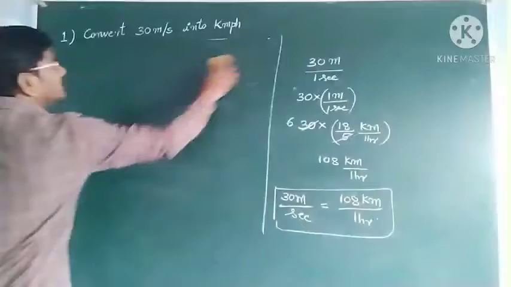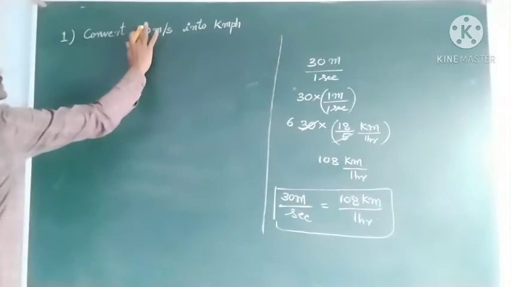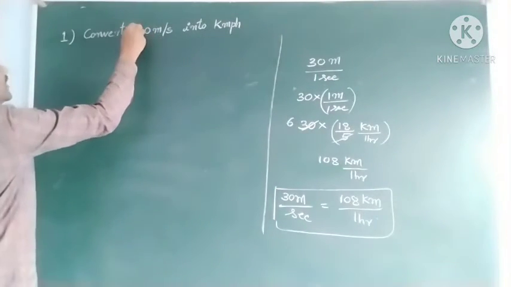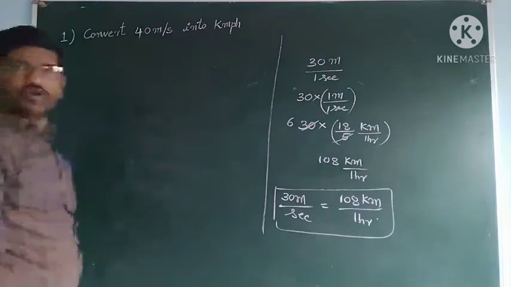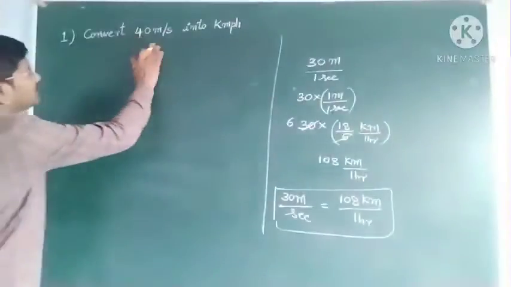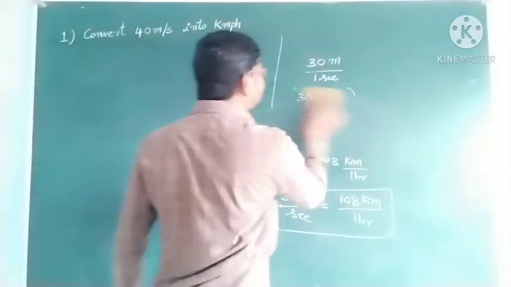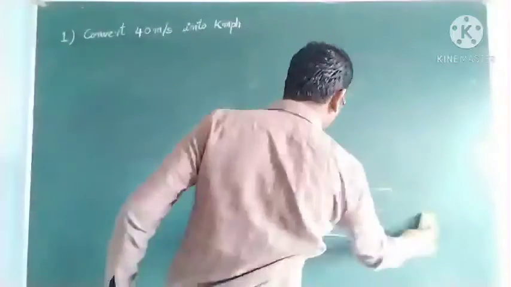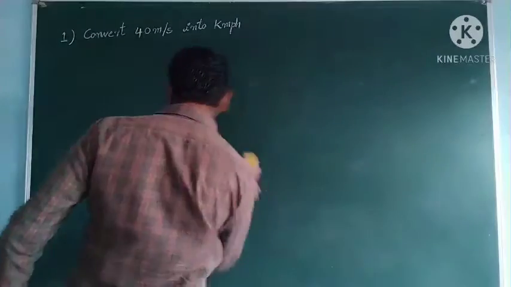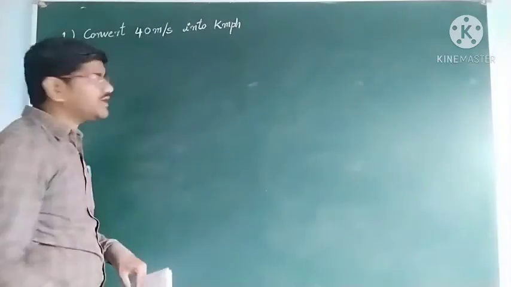Next, convert 40 meters per second into kilometer per hour. Do it, students. Convert 40 meters per second into kmph. So then what will happen? You see, 40 meter per second into kilometer per hour.